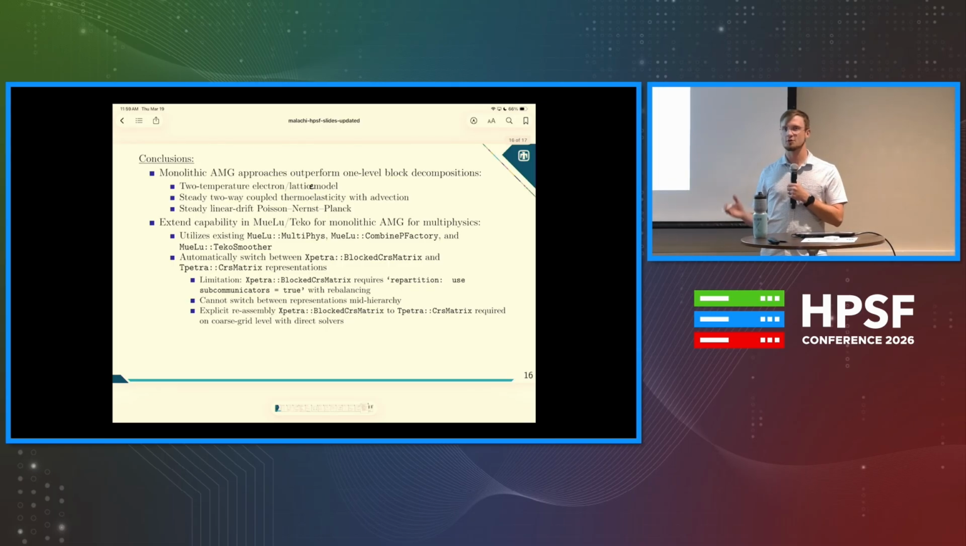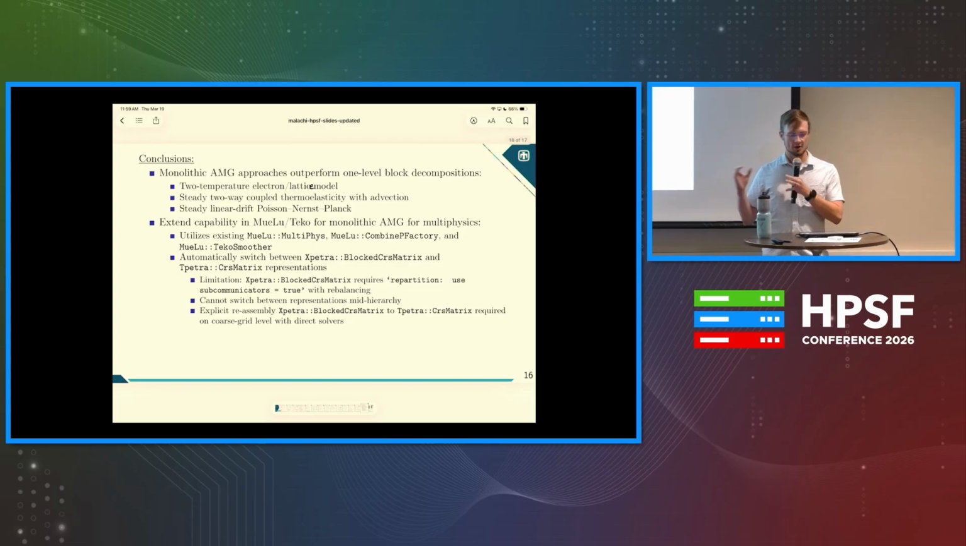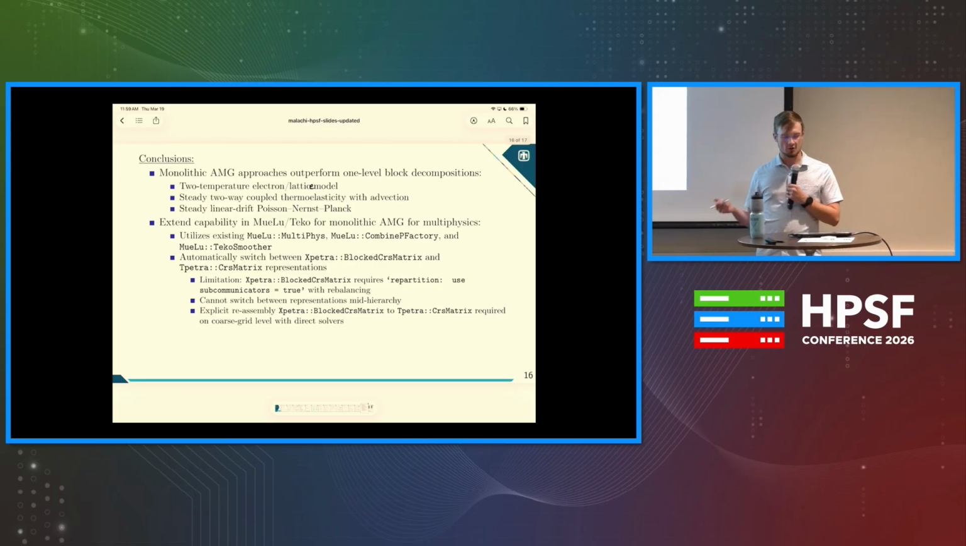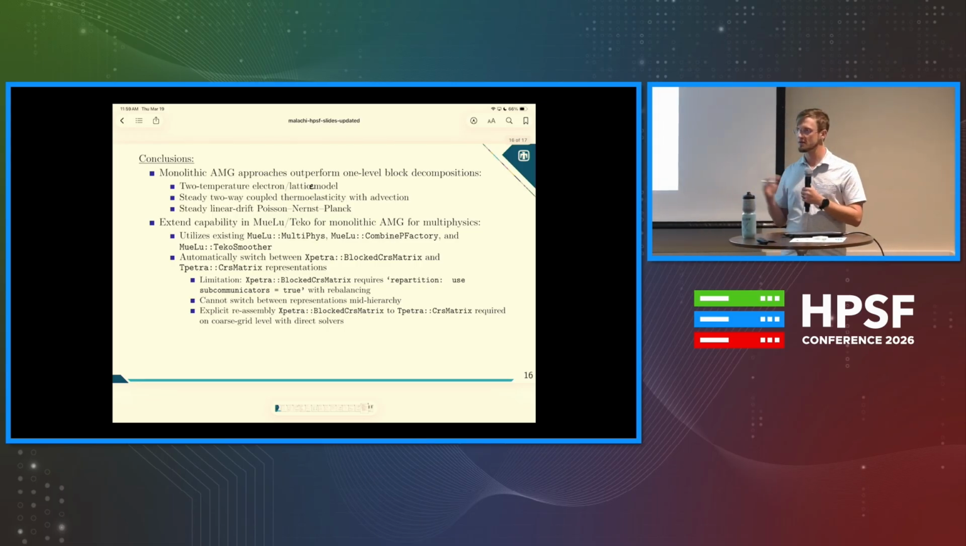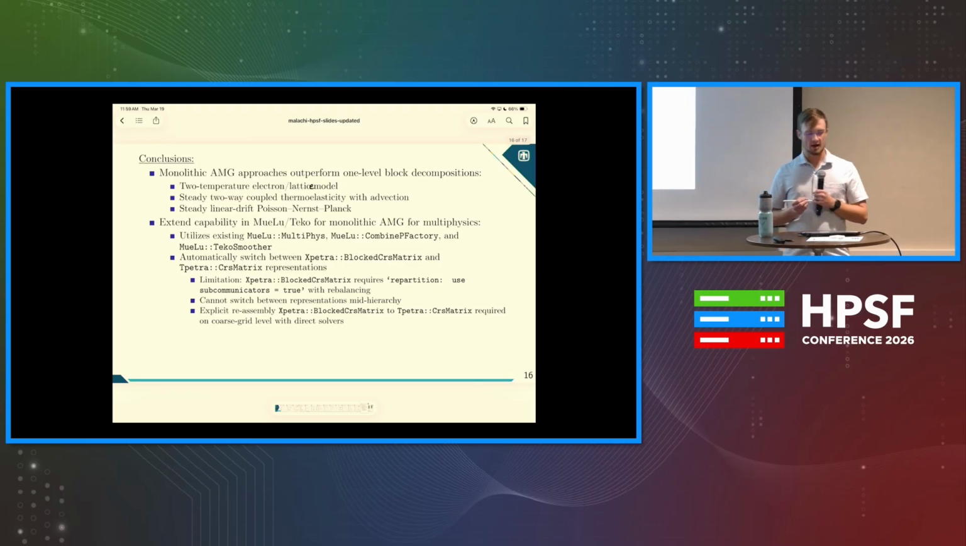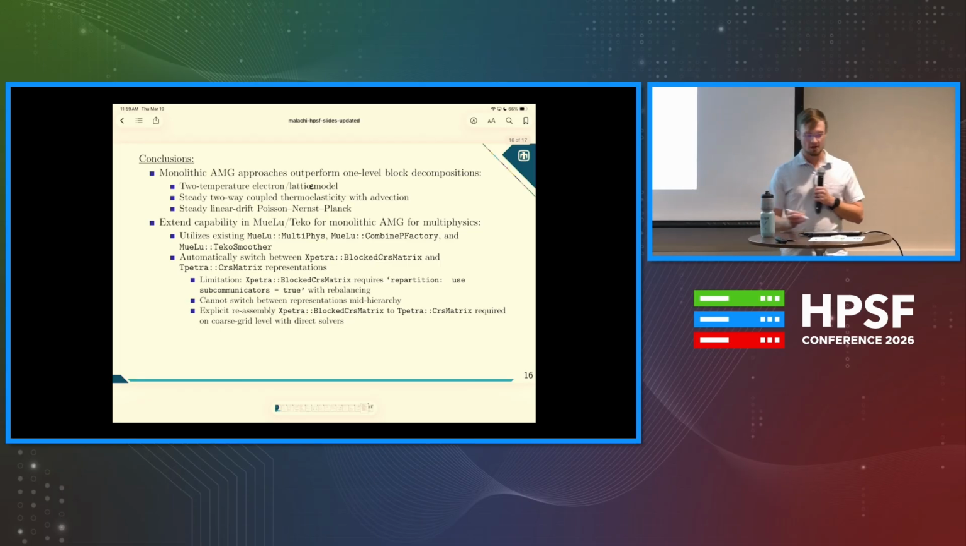So all of this was just a little bit of development work to get the pieces that were already there correctly glued together. There's some logic to automatically switch between the block representation and the assembled Tpetra representation. And there are a few mild limitations that are needed at the moment. We can probably go through and address all of these at some point.